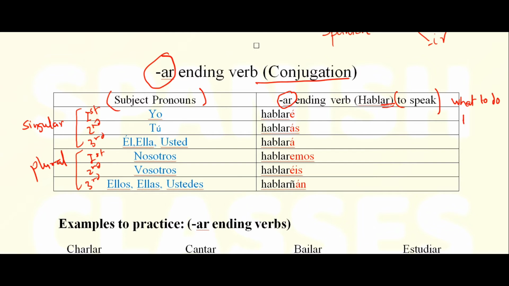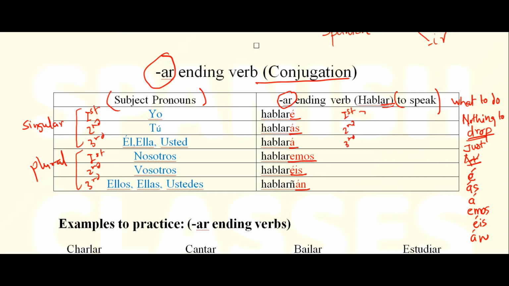One thing is important here: we don't drop AR from the verb when we are conjugating in the future tense. So don't drop anything, we just add suffixes: é, ás, á, emos, éis, án. Remember, we don't drop AR from the verb.